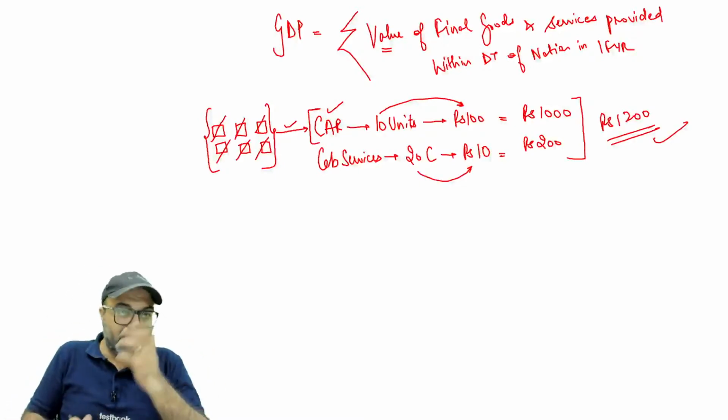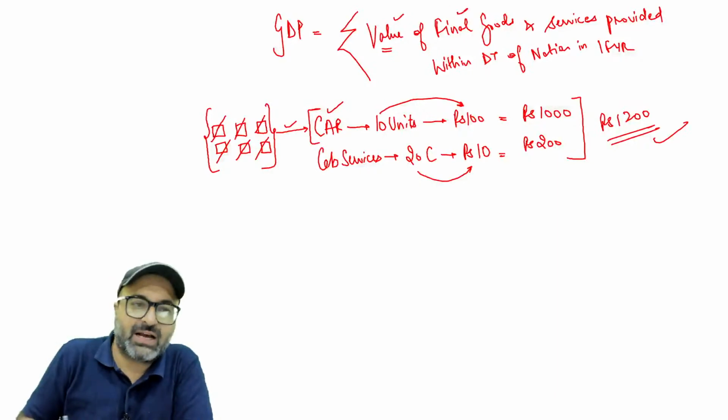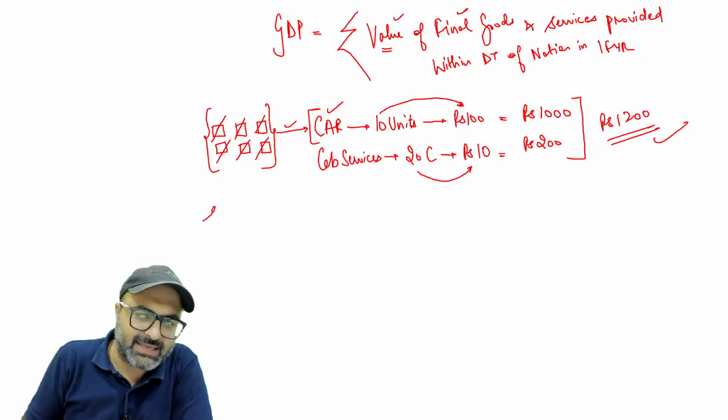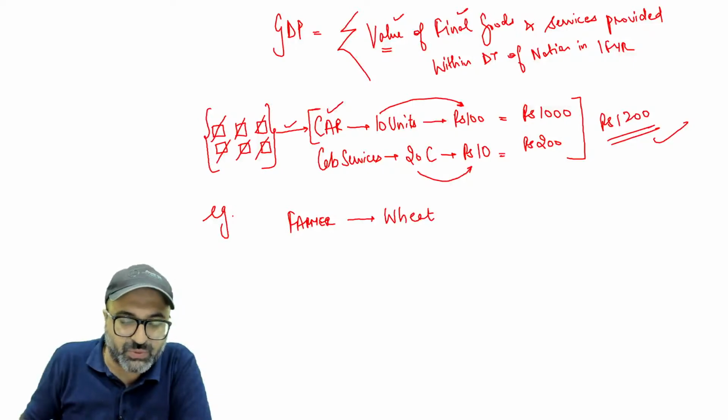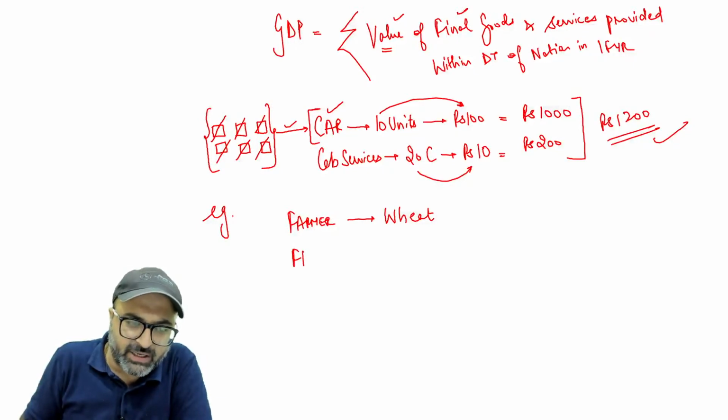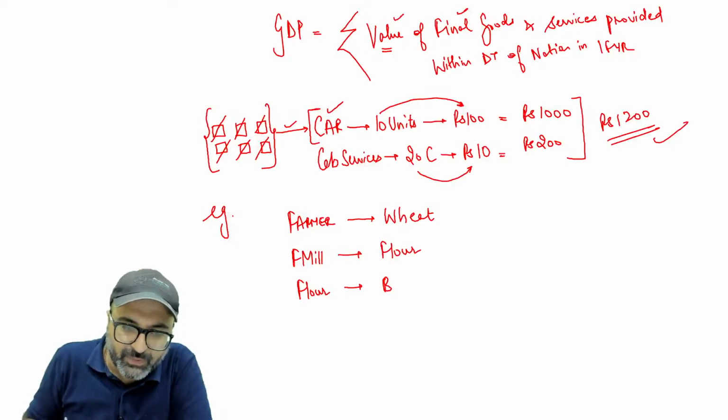If you're still doubtful about this value and final goods, I can explain you. I can take an example on this. Please pay attention. Let's say farmer is producing wheat. The same wheat is purchased by flour mill in order to produce flour. The produced flour is converted into bread by a company, and the bread is being converted into cake by a baker.